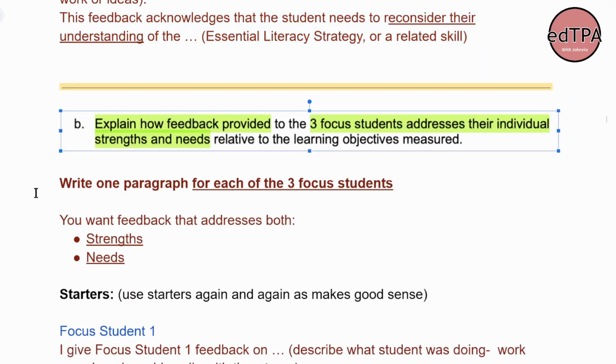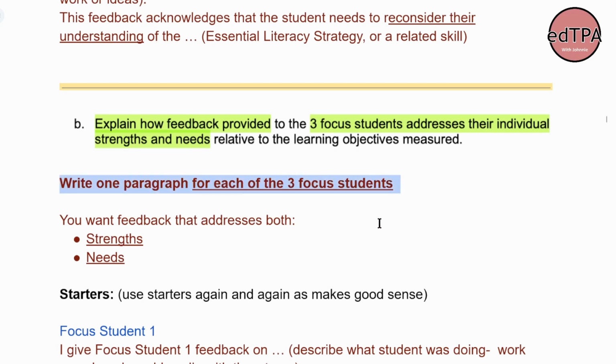Explain how feedback provided to the 3 focus students addresses their individual strengths and needs relative to the learning objectives measured. So feedback, strengths, and needs. My suggestion is you write 1 paragraph for each of the 3 focus students. And again, you want feedback that addresses both strengths and needs.